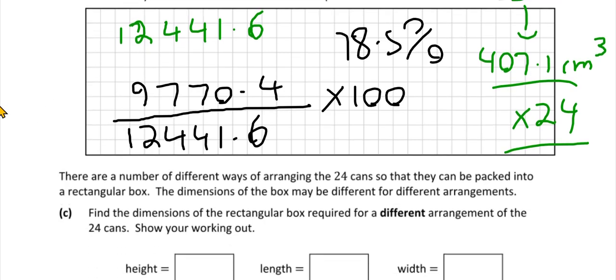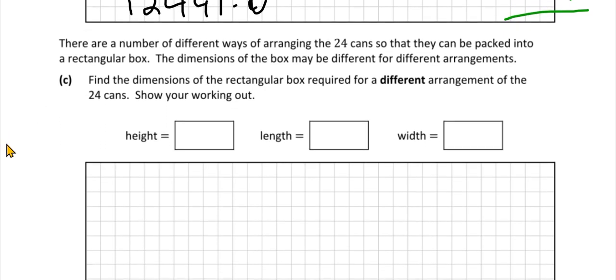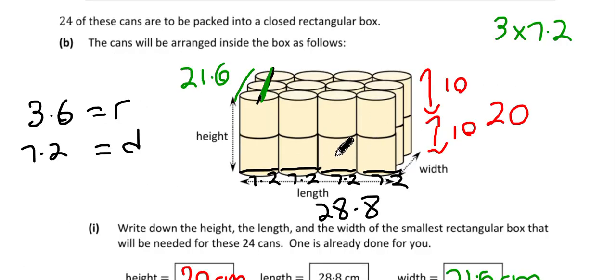78.5%. Okay. There are a number of different ways the 24 cans can be arranged into a box. Find the dimensions of a rectangular box required for a different arrangement. So what did we do? Did we do 12 on the bottom and 12 on top, was it? Would everybody agree that's what we did? We did 12 cans by 12 cans. I have an idea. Here's my idea.